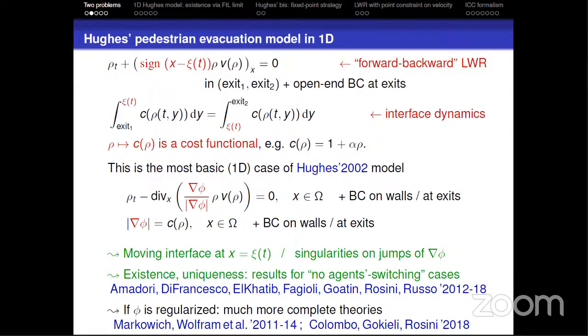The situation is different if your phi is regularized, for instance, by adding diffusion. Then you have much more complete theories elaborated in particular by the team around Peter Markowich and Marie-Thérèse Wolfram, and more recently, Rinaldo Colombo, Maria Gokieli, and Massimiliano Rosini. So I will concentrate on the original model.